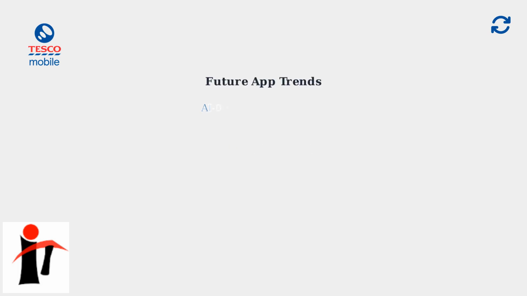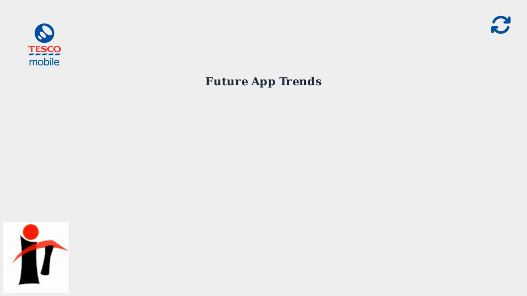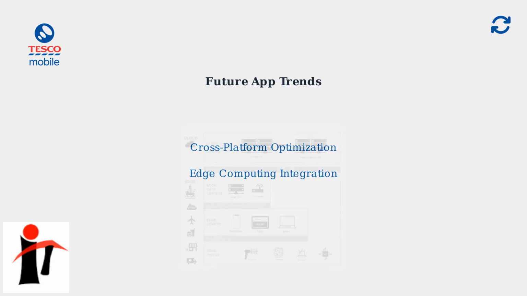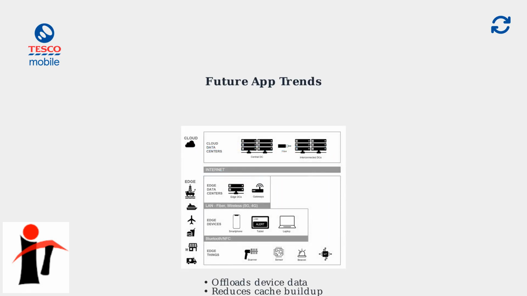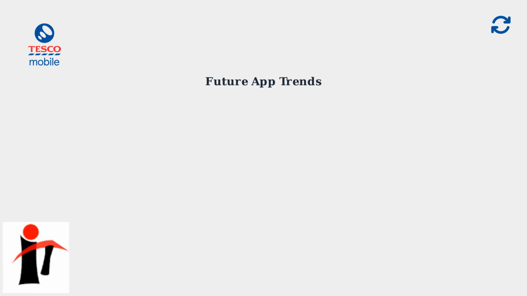Looking ahead, app development trends, including Tesco Mobile's own AI-driven error logging, are moving toward proactive self-healing features. The app is updated for cross-platform optimization and is leaning into edge computing integration to offload device data, which minimizes local issues. This means less cache buildup and more automated solutions for these common problems in the future.